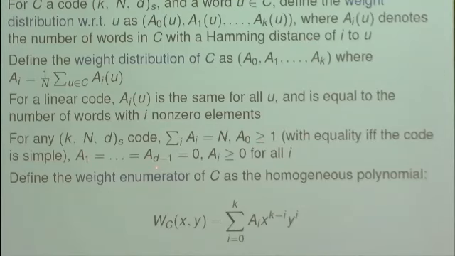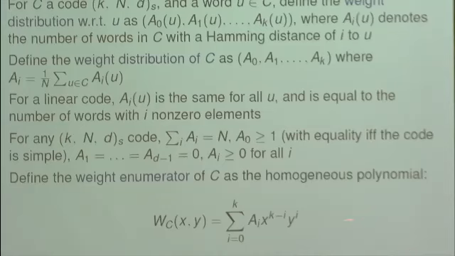And if the minimal distance is equal to d, then A_1 to A_{d-1}, they're all equal to 0 by definition of what the minimal distance is. And all the other A_i's are, of course, positive. So this last statement here is true for any code, no matter whether it's linear or whether it's not linear.